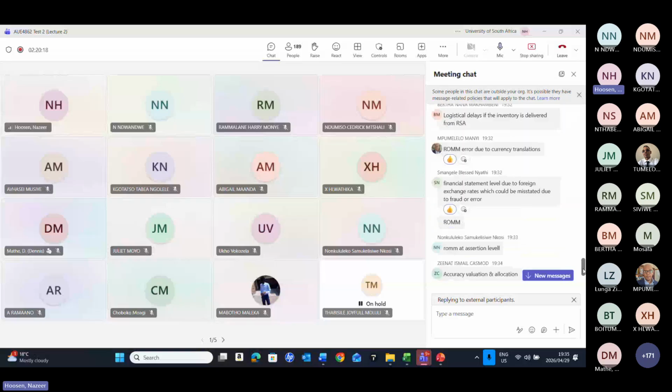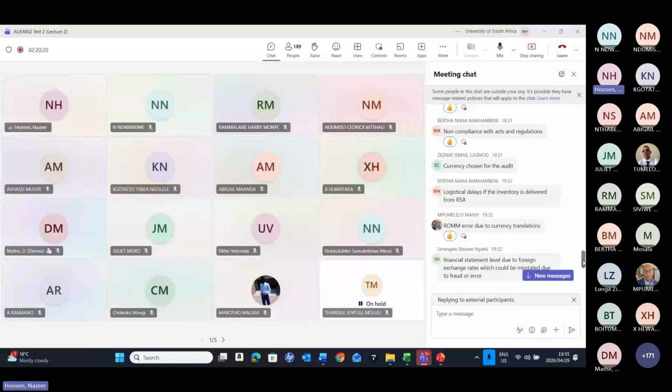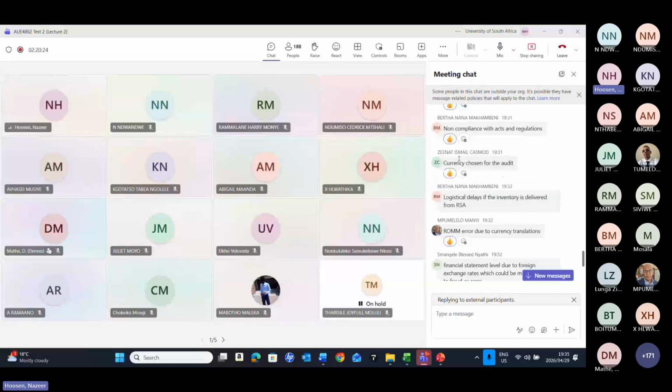Currency chosen for the audits. I think the currency chosen for the audits would be, yes, what would be our base currency? And if we have a foreign subsidiary, we would then need to convert amounts for the foreign subsidiary, so it's important, in terms of exchange.